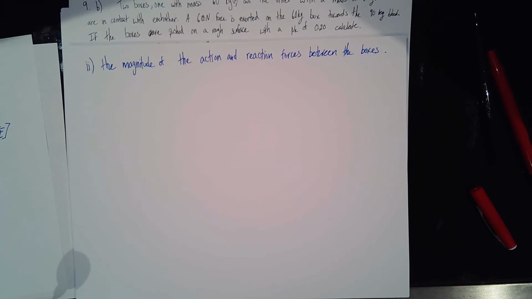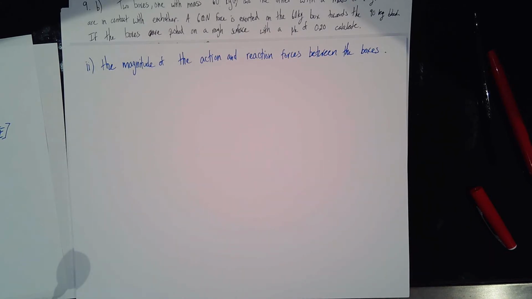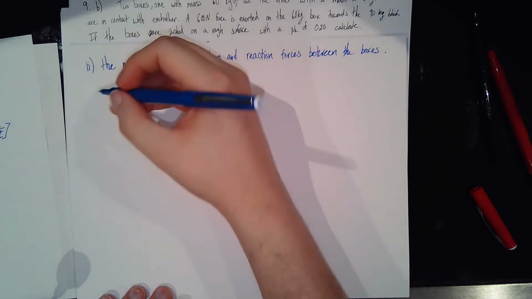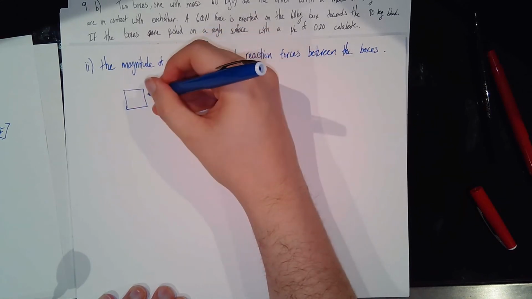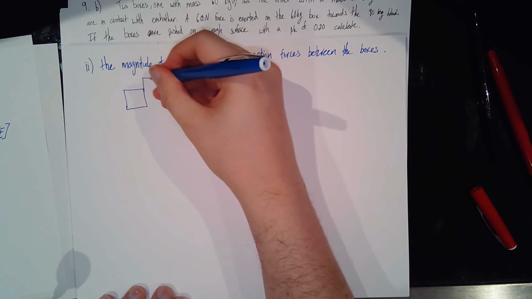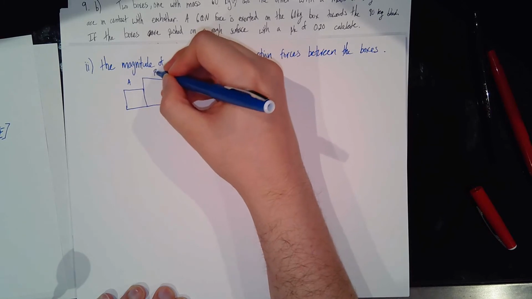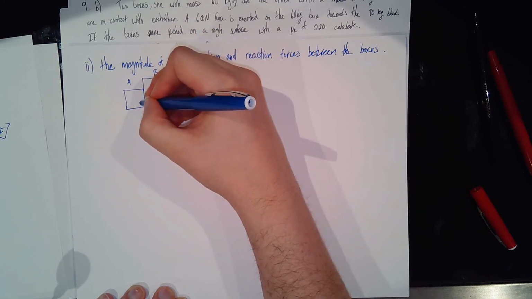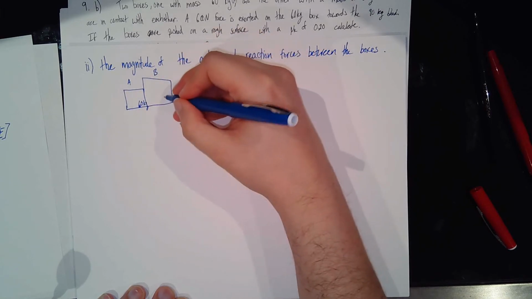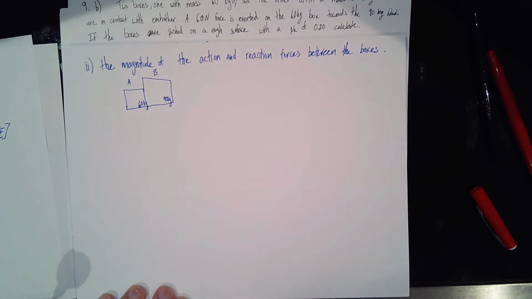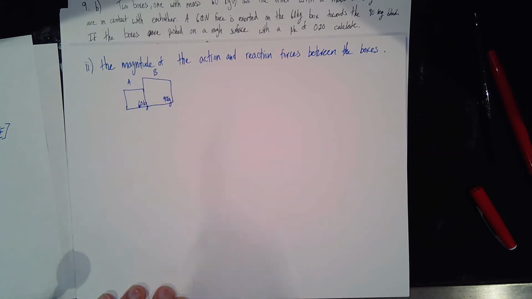Okay, 9b part 2 is a continuation. It's asking about the magnitude of the action and reaction forces between the boxes. So again, let's draw that picture that we had for the last scenario. We have our smaller block A and our larger block B. This has a mass of 60 kilograms and this has a mass of 90 kilograms. And it's asking us to find the action-reaction forces between A and B.